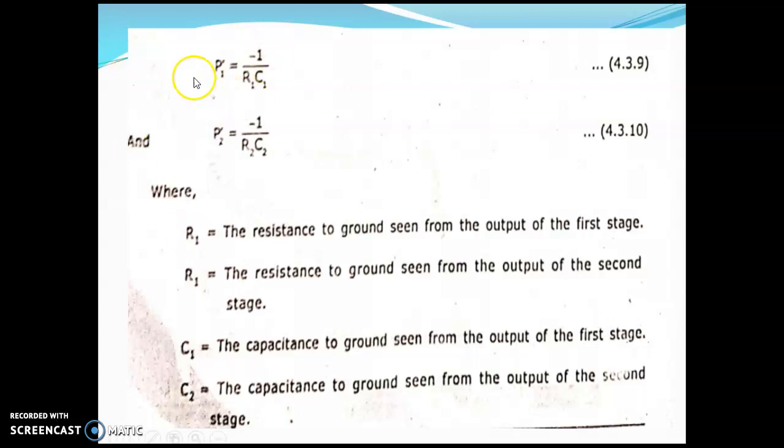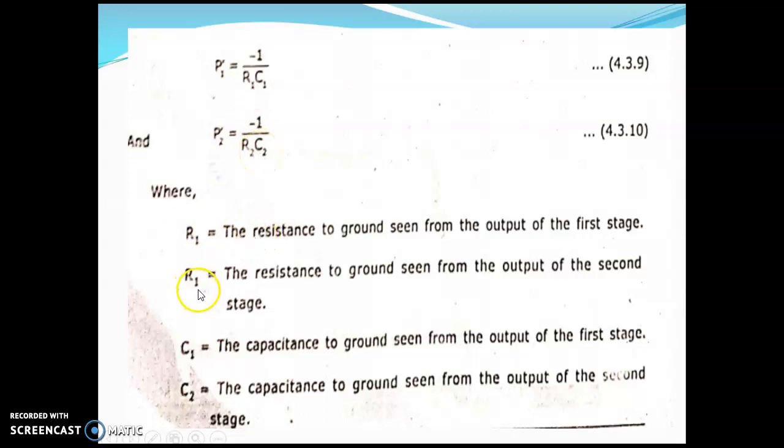So you can see P1 and P2 are the poles of the differential and output stages. P1 is for the differential, meaning it is used at the input stage, and P2 will be used at the output stage. So these are the poles P1 and P2 at the input and output stage, and you can see the resistance values R1 and R2, C1 and C2.